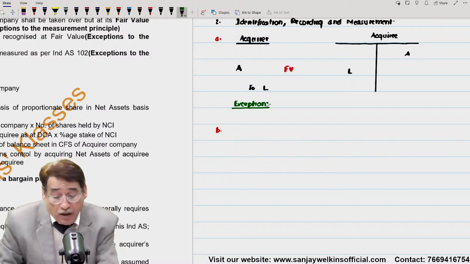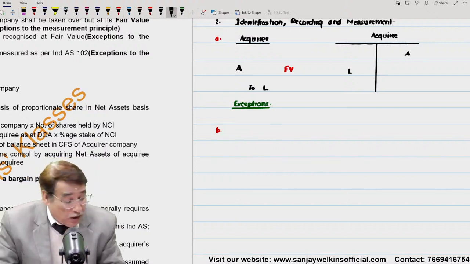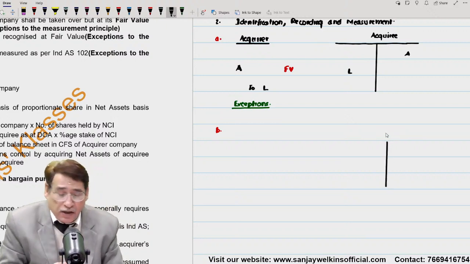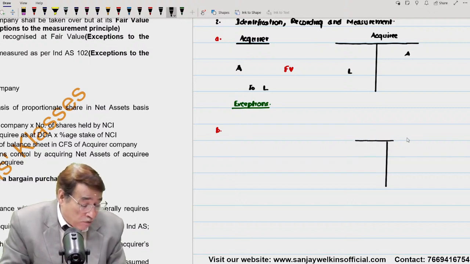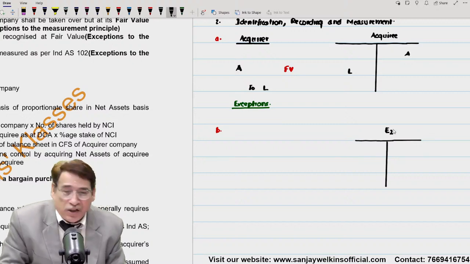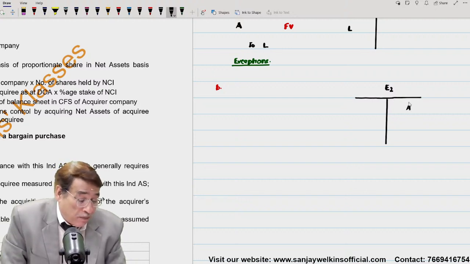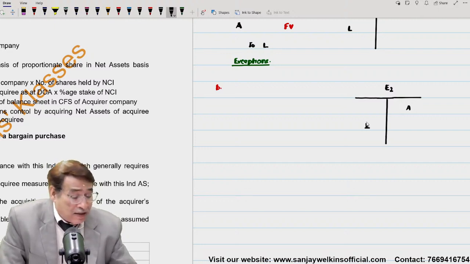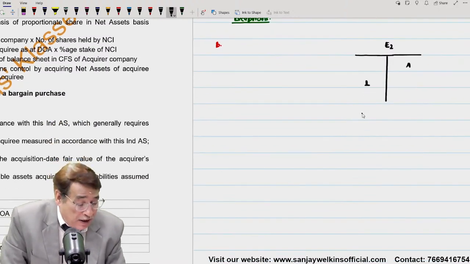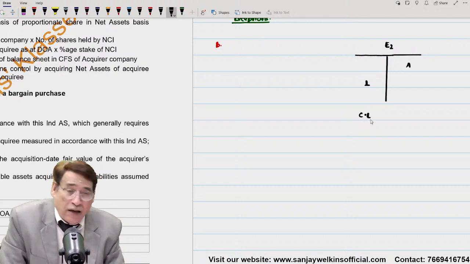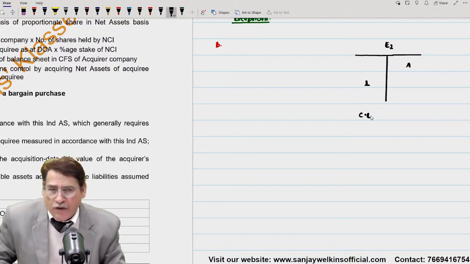Pay attention here. Let us say this is the balance sheet of the acquiree entity, correct? Towards your right side, let us say this is the balance sheet of E2, and you know E2 is the acquiring entity, correct? I have already told you the acquiring company will have some assets and some liabilities without any doubt. Let us say this entity has a contingent liability, CL. Please pay attention and write it in full form. It is not current liability, it is contingent liability.